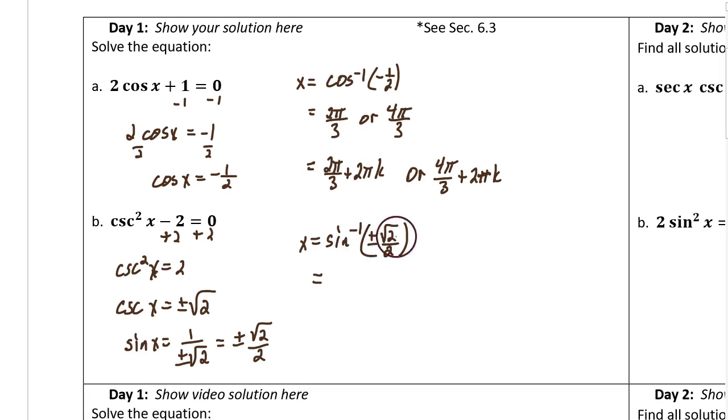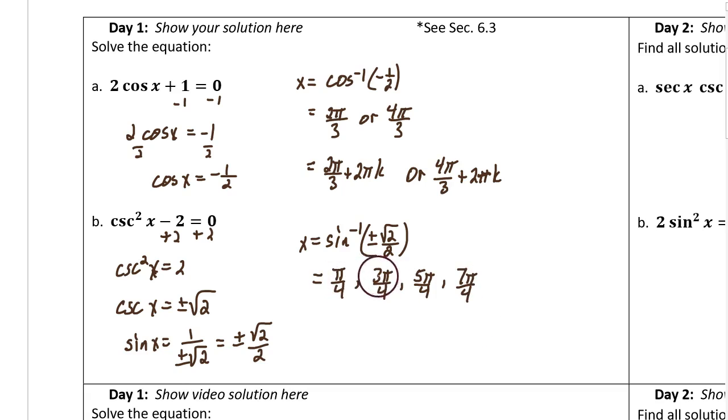Let's think about what this means. We're going to look on the unit circle, and we're going to find all of the angles that have a sine value of positive square root of 2 over 2 or negative square root of 2 over 2. There are going to be 4 of those on our unit circle. They occur at pi over 4, 3 pi over 4, 5 pi over 4, and at 7 pi over 4.